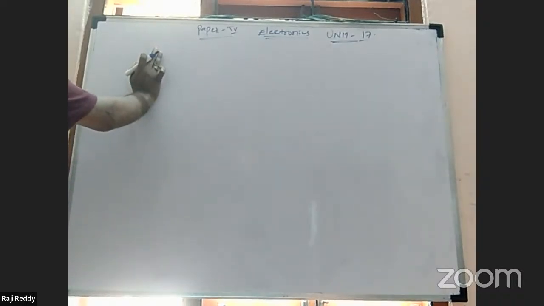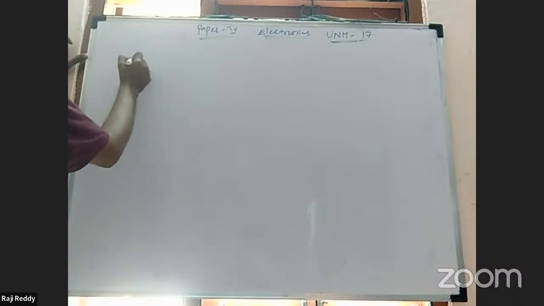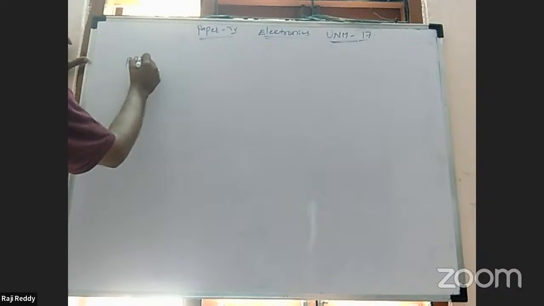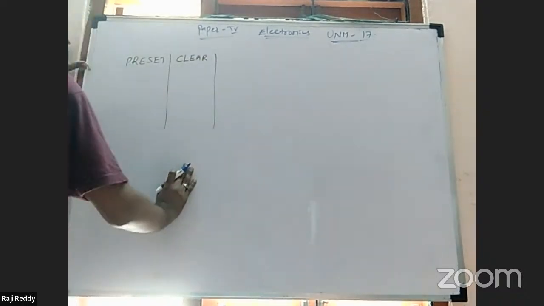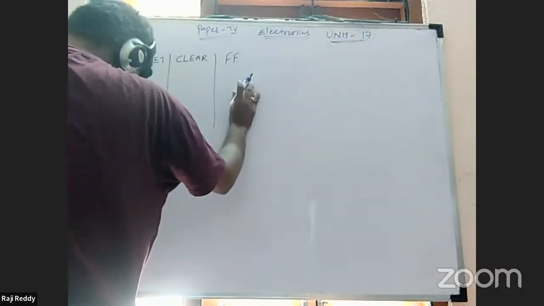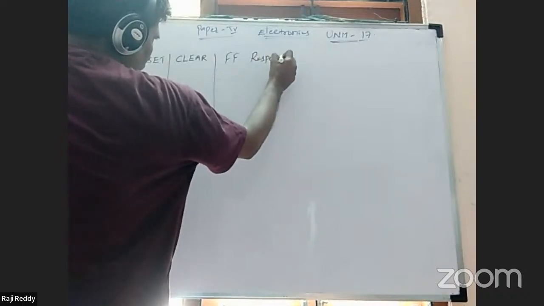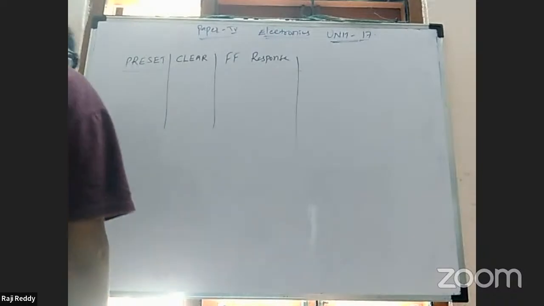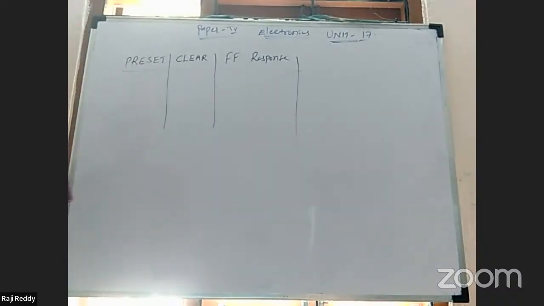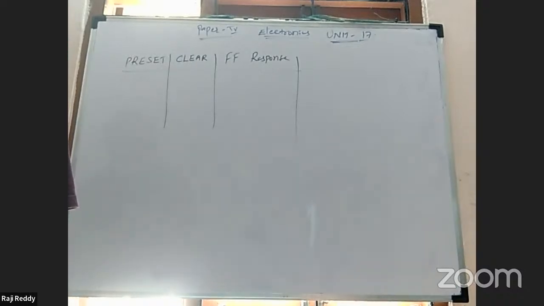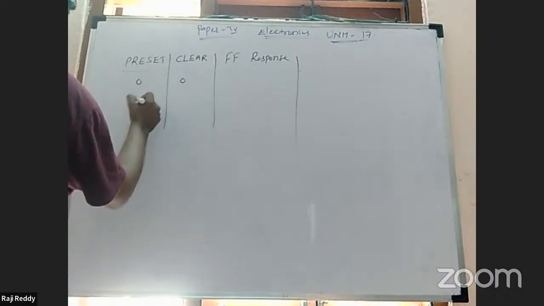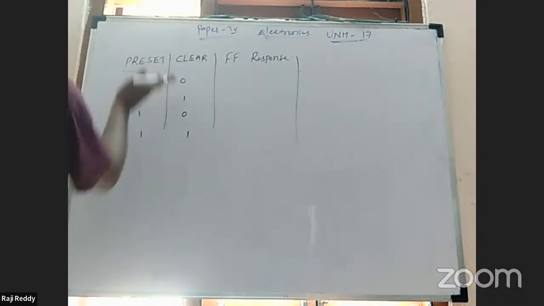Here the inputs are preset and clear. Their output will be the flip-flop response. You can go through the combinations regularly, in the previous condition type 0 0, 0 1, 1 0, 1 1, or else high to low. That is your wish. I am giving it first in my regular way: 0 0, then 0 1, 1 0, 1 1, or else reverse, high to low also. Anything is fine.